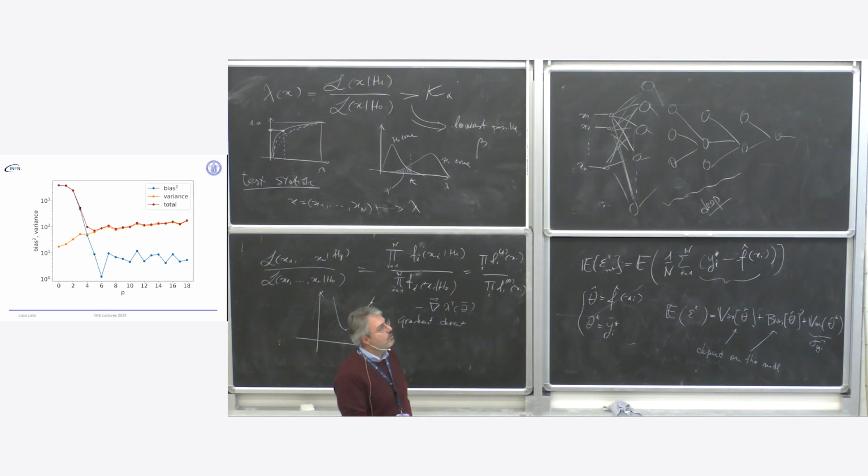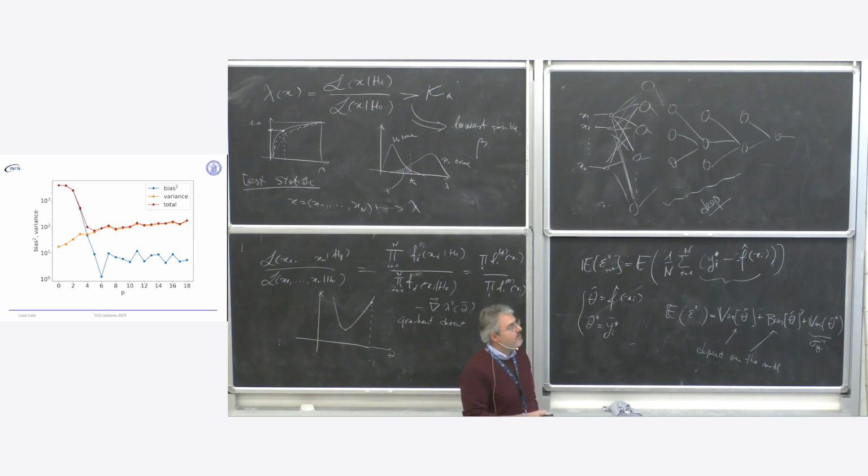So the bias goes down up to a certain point, and the variance goes up. So this tells you that there is a trade-off between bias and variance, and it's something that you should take into account when you do machine learning. And you cannot grow the complexity of the model arbitrarily, basically because otherwise you start to overtrain.